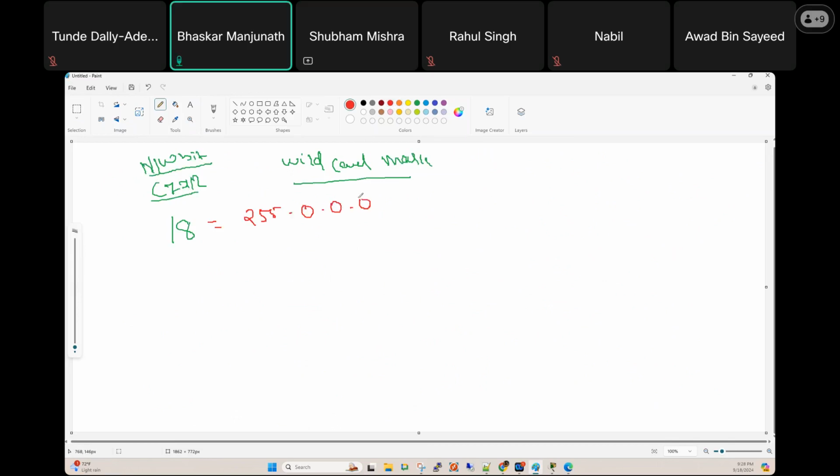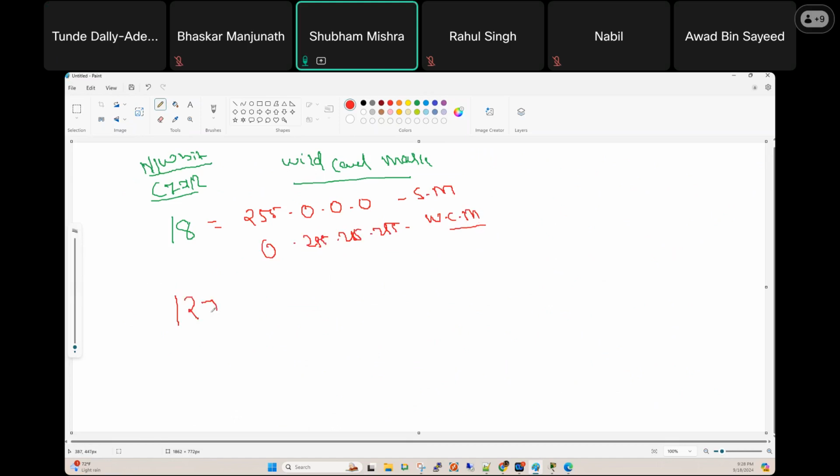255.0.0. That is called subnet mask. What will be the wildcard mask, guys? 0.255.255.255. That is called wildcard mask. Now, for example, if I am telling you /27, what will be the subnet mask?